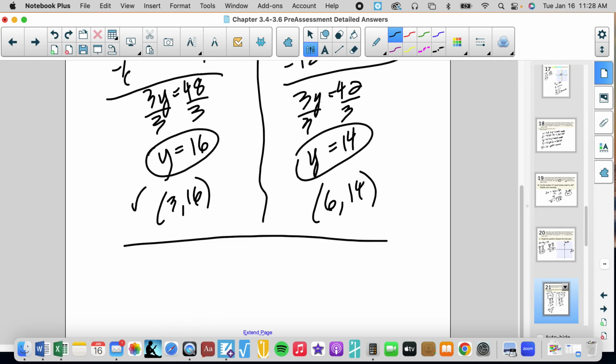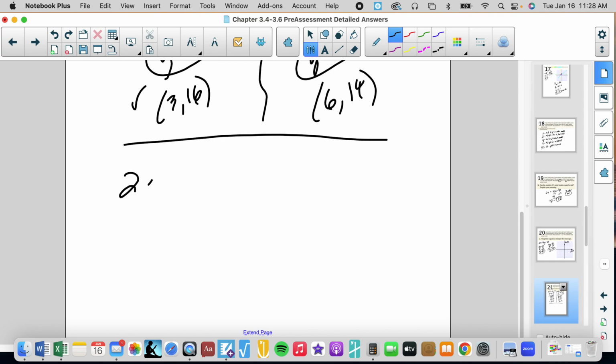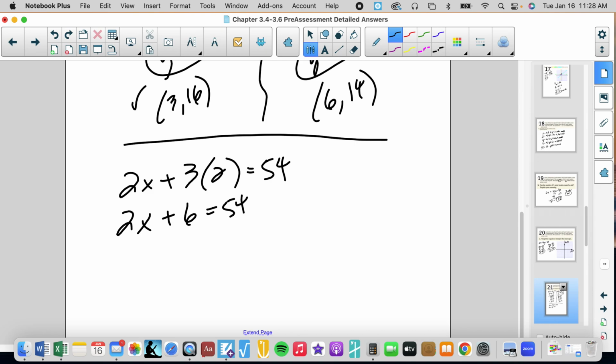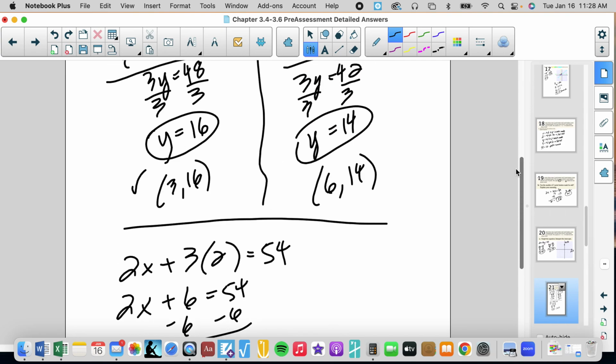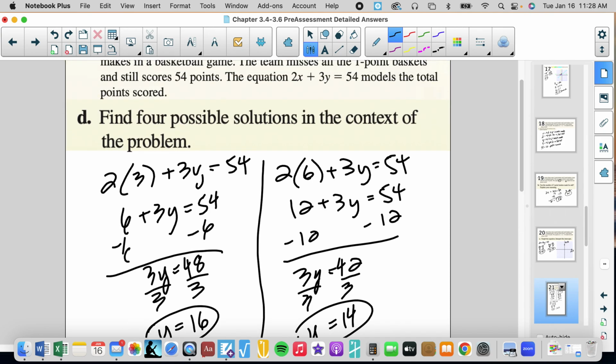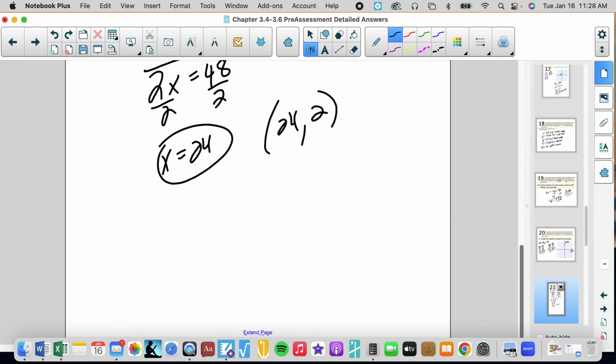We can also plug in for y. So if we want to plug in a value for y, say 2, we get 2x plus 6 equals 54. So 2x plus 6 equals 54, minus 6. 2x equals 48, divided by 2, divided by 2. x equals 24. So that means we would have 24 2-point shots and 2 3-point shots. So that would be our other way of finding 4 possible solutions. And then we can do one more.